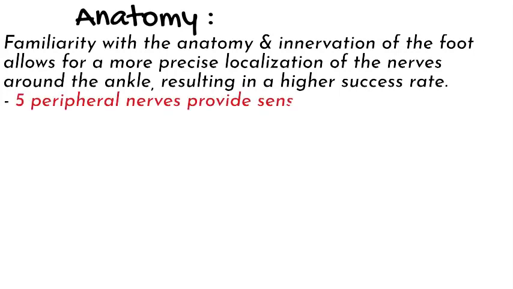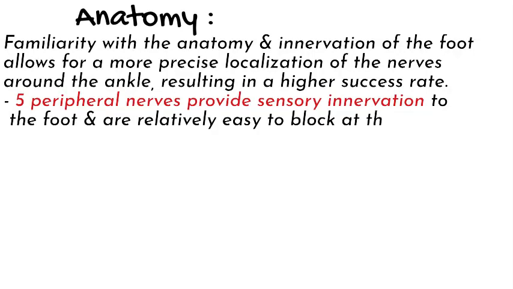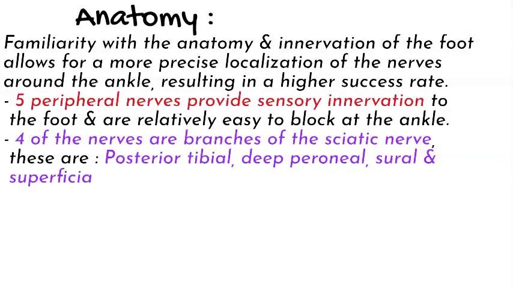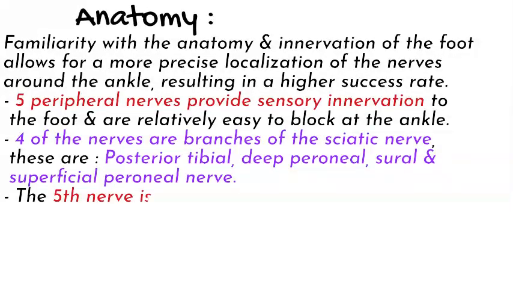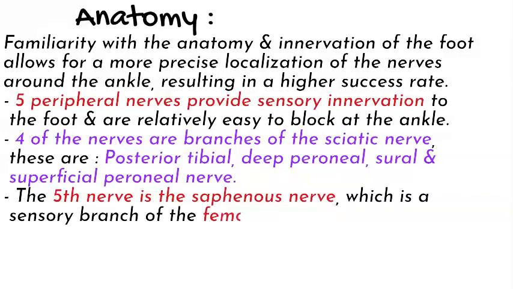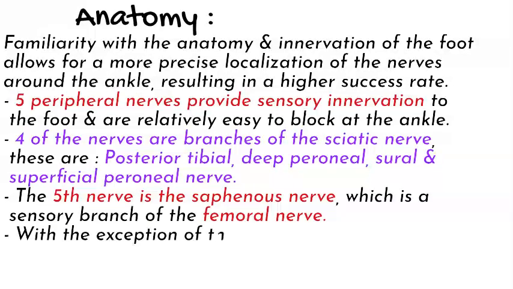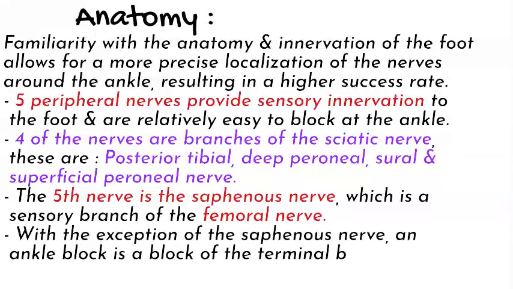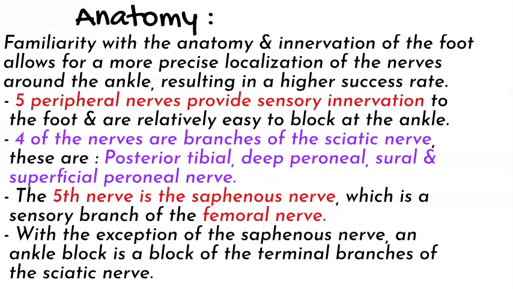5 peripheral nerves provide sensory innervation to the foot and are relatively easy to block at the ankle. 4 of the nerves are branches of sciatic nerve. These are posterior tibial, deep peroneal, sural, and superficial peroneal nerve. The 5th nerve is the saphenous nerve, which is a sensory branch of the femoral nerve. With the exception of the saphenous nerve, an ankle block is a block of the terminal branches of the sciatic nerve.